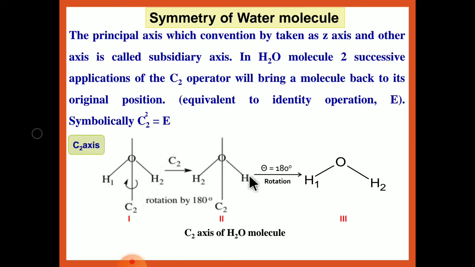Therefore, two rotations give the identical molecule about the C2 axis of the H2O molecule. Therefore, symbolically it is represented as C2^2 = E. That means two C2 rotations are applied in the H2O molecule, and the third orientation is exactly equal to the first orientation. Therefore, C2^2 = E.